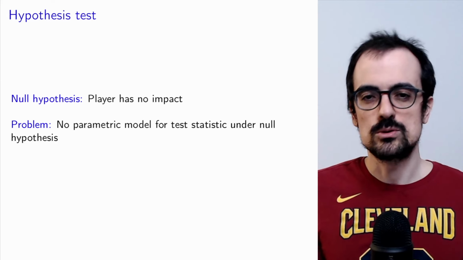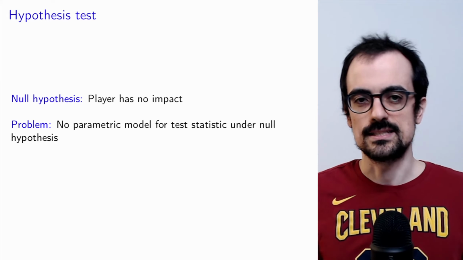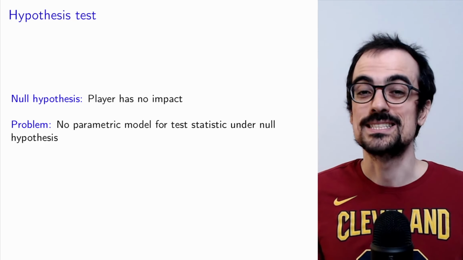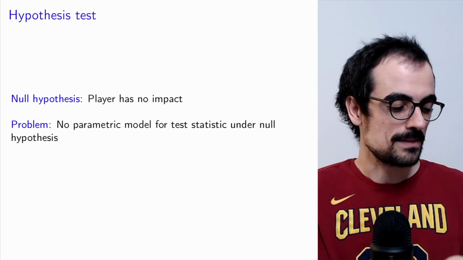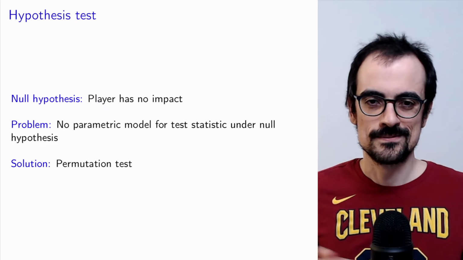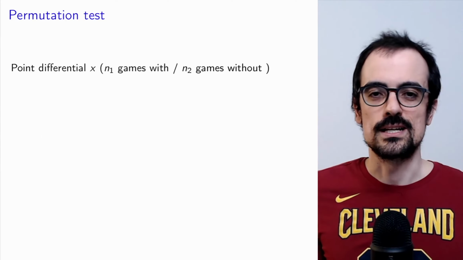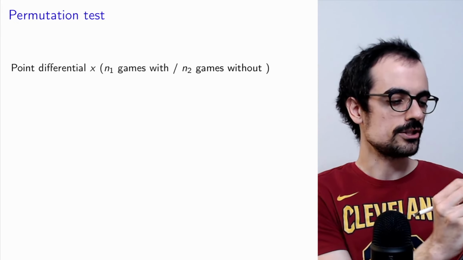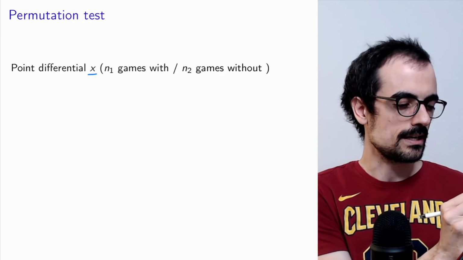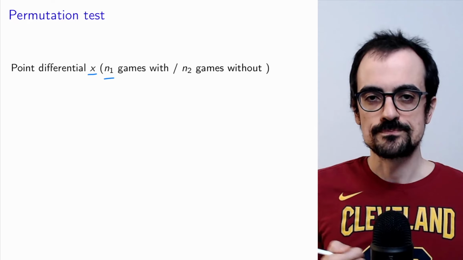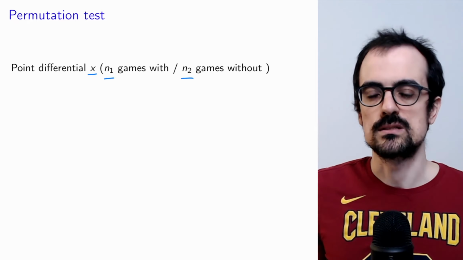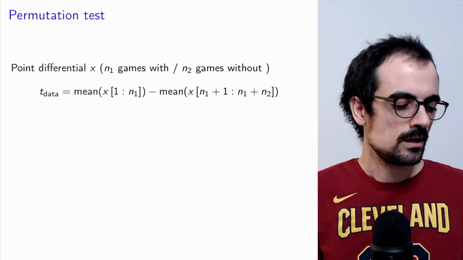It's kind of tricky to start thinking about a parametric model for the test statistic under the null hypothesis. We could do it, but we're going to be lazy. What can we do? We can just apply a permutation test. So let's remind ourselves very quickly, how do we apply a permutation test? We put the point differentials in a long vector where the first n1 games are the games with the player and the remaining n2 games are the games without the player.